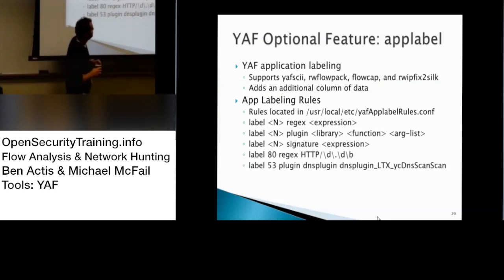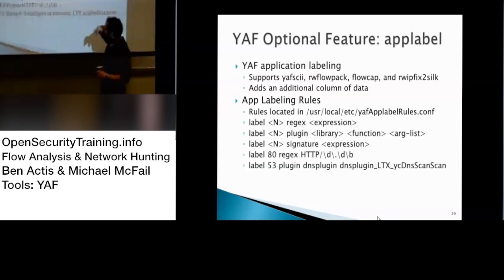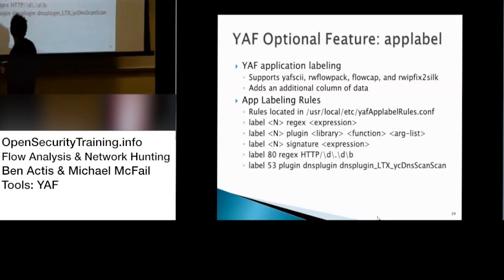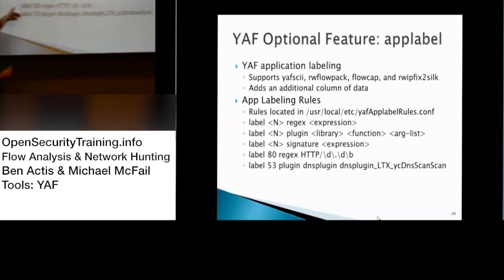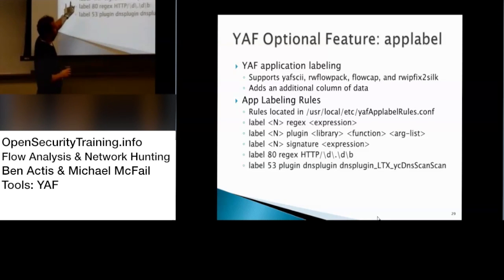Here's what I was saying. If you want to see how it does it, just open up your VM and go to /usr/local/etc, yafApplicationRules.conf. And you can see it more or less looks like this. It's pretty simple. It's a label, your regular expression, or a label, a plugin, a signature. Here's what the port 80 one looks like. Here's what the DNS one looks like. This is app label, not DPI. DPI is a few slides in.